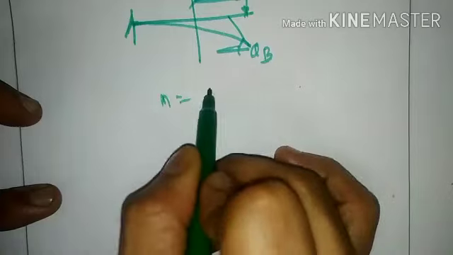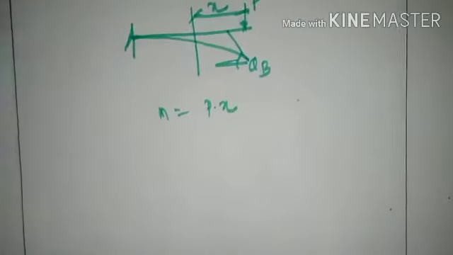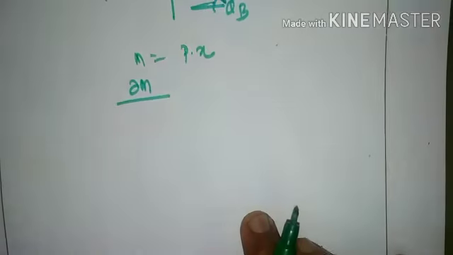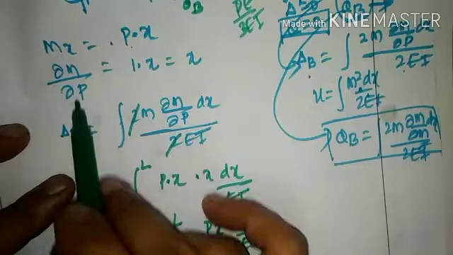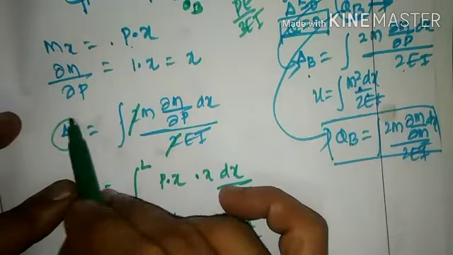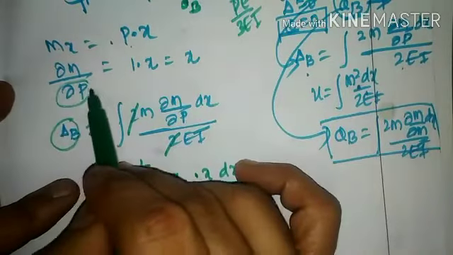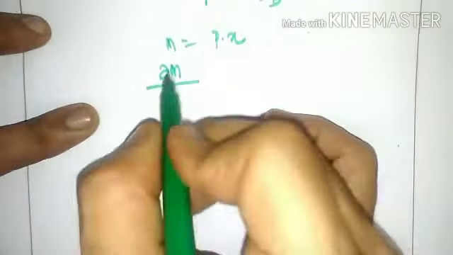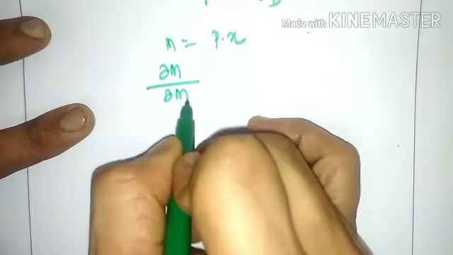Moment shall be considered as P into x. Now here is partial differentiation. Earlier it was partial differentiation with respect to load to find out deflection. Now to find out slope, it is partial differentiation with respect to a moment.